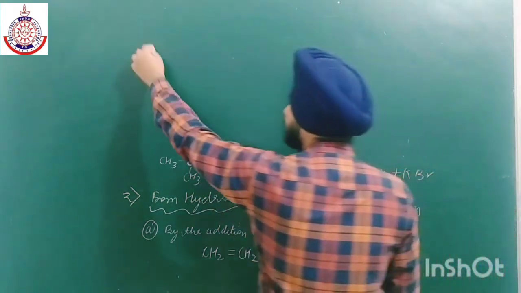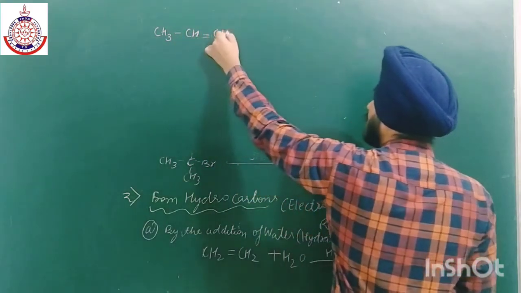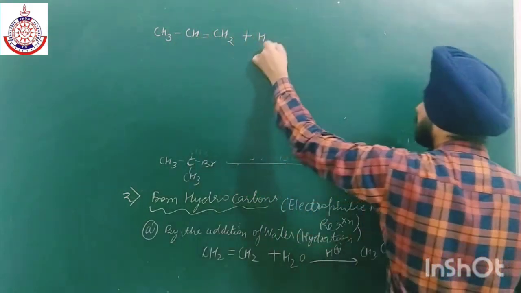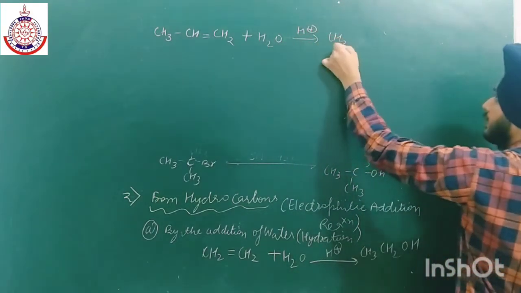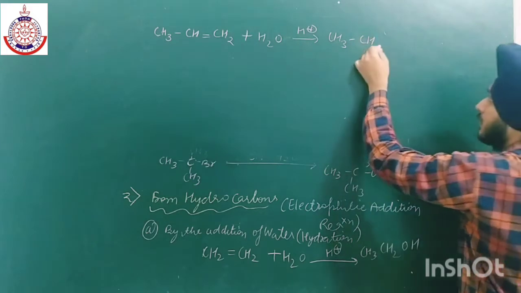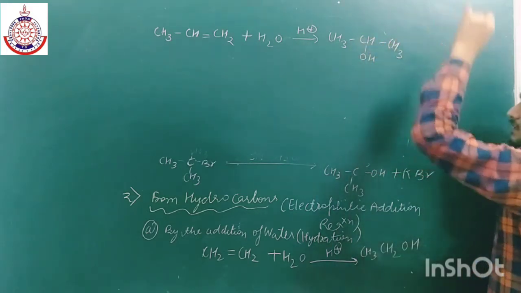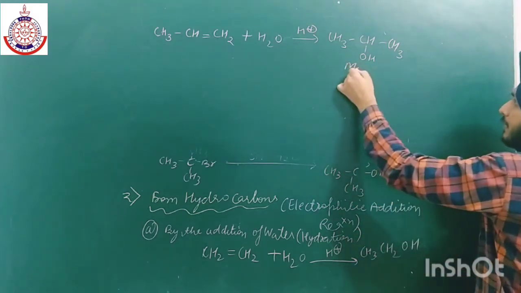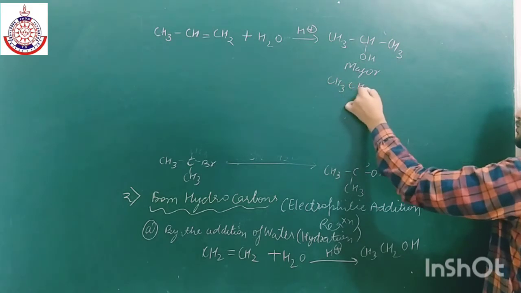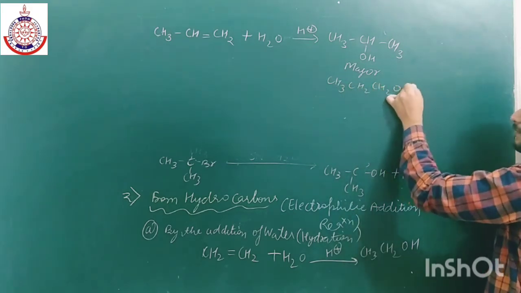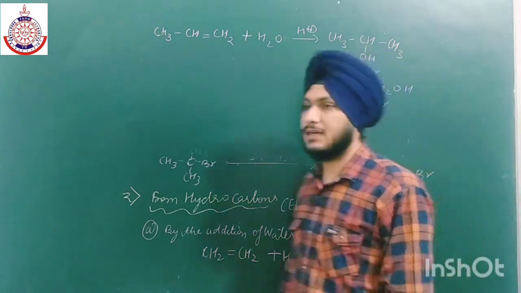So I am taking an unsymmetrical alkene CH3CH=CH2 plus water in presence of acid. We will get this product. There are two chances. This is the major one, the 2 degree. This is the major product, and the minor one is CH3CH2CH2OH. This is the minor one. So we will get two products, major and minor.